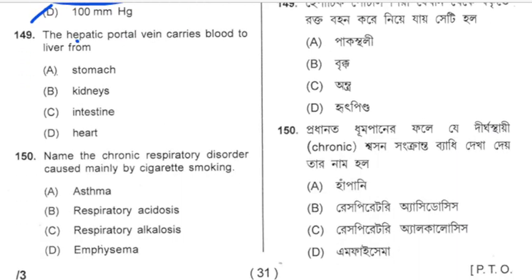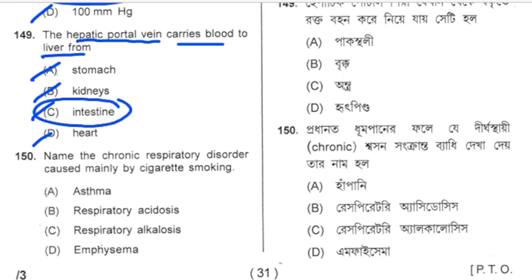Next is the hepatic portal vein carries blood to the liver from, যে hepatic portal vein যেটা লিভারের মধ্যে ব্লাডটা নিয়ে যাচ্ছে সেটা কোথা থেকে আসছে? স্টোমাক, কিডনিস, ইন্টেস্টাইন or হার্ট. So the hepatic portal vein carries blood from intestine to the liver. intestine থেকে লিভারে নিয়ে যাবে.